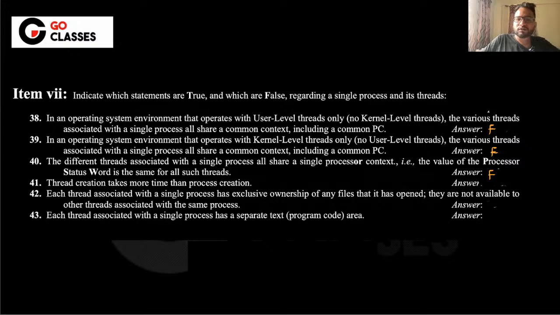Thread creation takes more time than the process creation. This is also false. Thread creation takes even less time. Each thread associated with a single process has exclusive ownership of any files that are open. No, it does not have exclusive ownership.